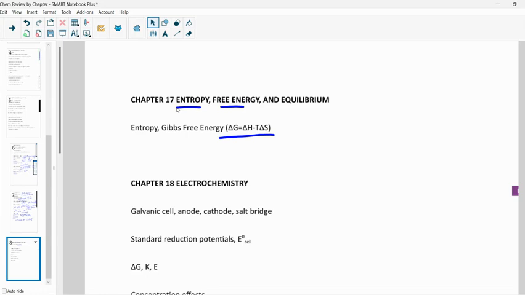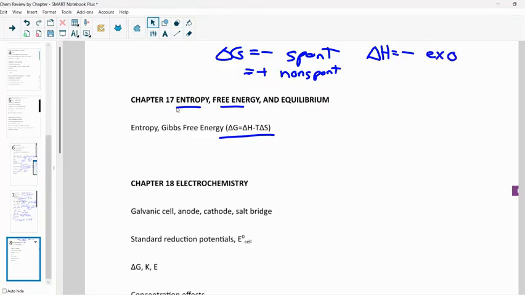Spontaneity, all right? If delta G is negative, that means that we're spontaneous or thermodynamically favorable. If delta G is positive, non-spontaneous or spontaneous in the reverse direction. All right. What does delta H tell us? If delta H is negative, we got exo; positive, endo.